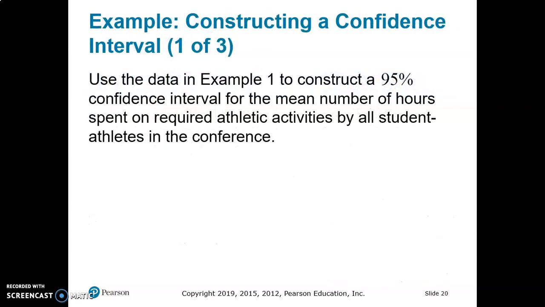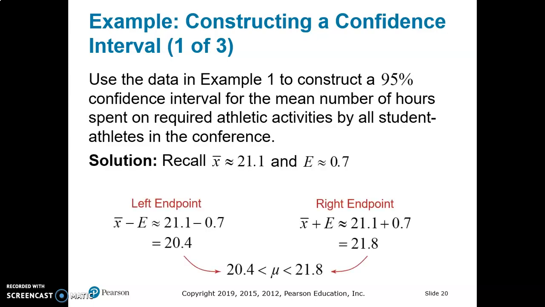So let's actually construct one. We're going to use the data in example 1 to construct a 95% confidence interval for the mean number of hours spent on required athletic activities by all student athletes in this conference. Okay, so we had already calculated this before. X bar was approximately 21.1. The data, if I'm remembering correctly, already came from a normal population.